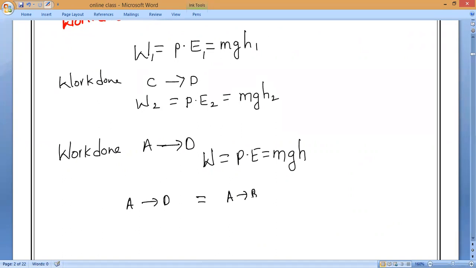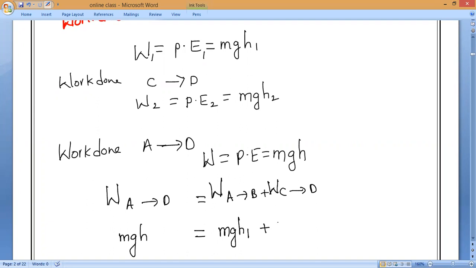Now, if you observe very carefully, the work done from A to D is equal to the work done from A to B plus C to D. Is it right or wrong? All of you? Work done from A to D is equal to work done from A to B plus work done from C to D. Everybody? Yes, sir. So MGH is equal to MGH1 plus MGH2.